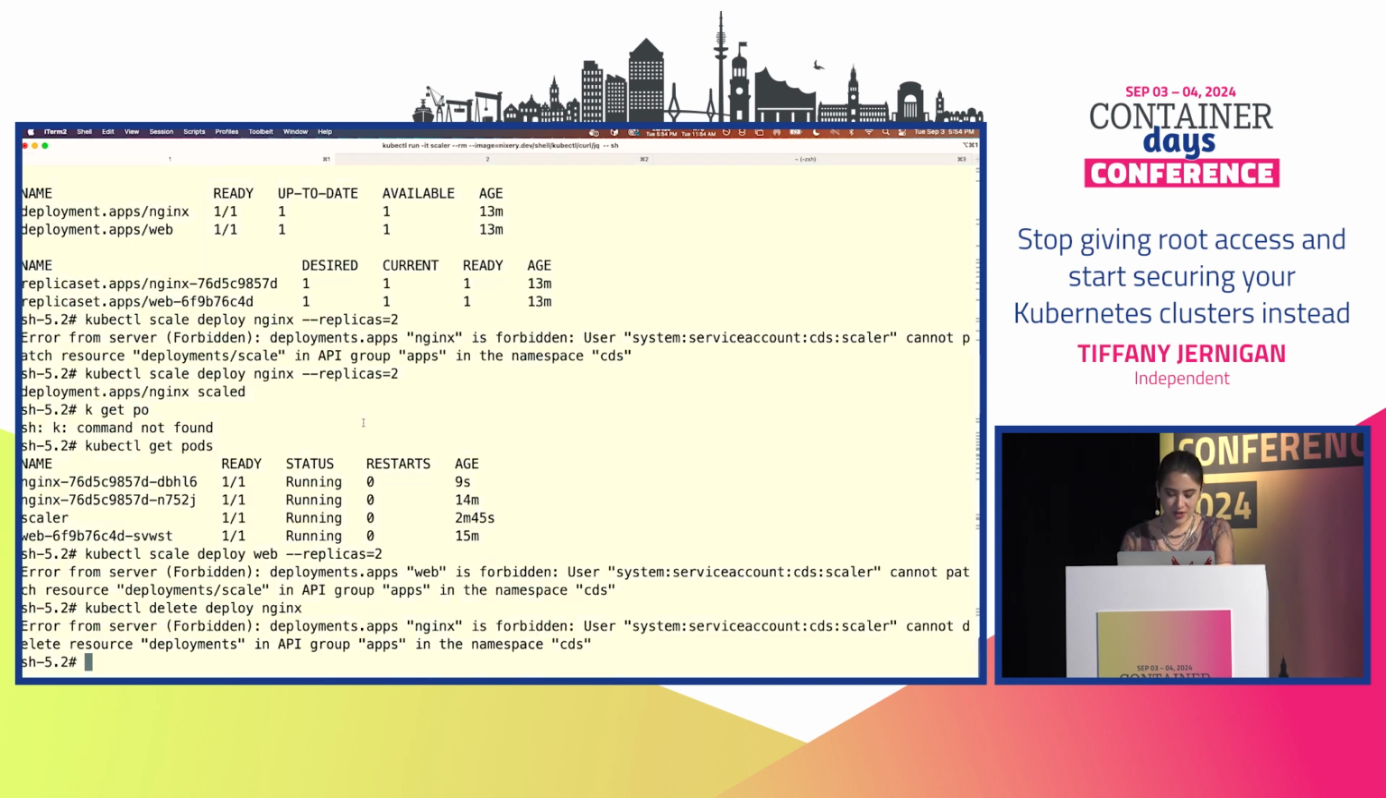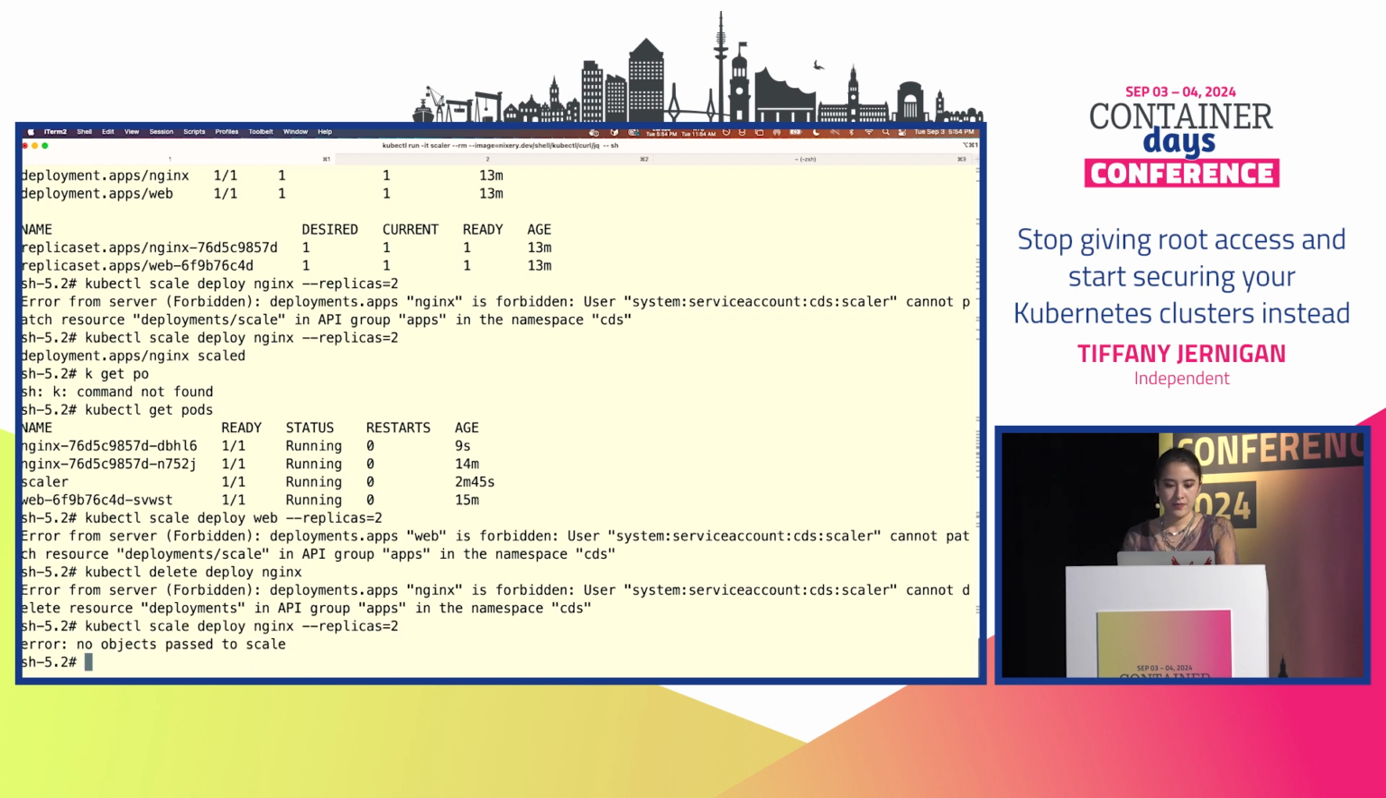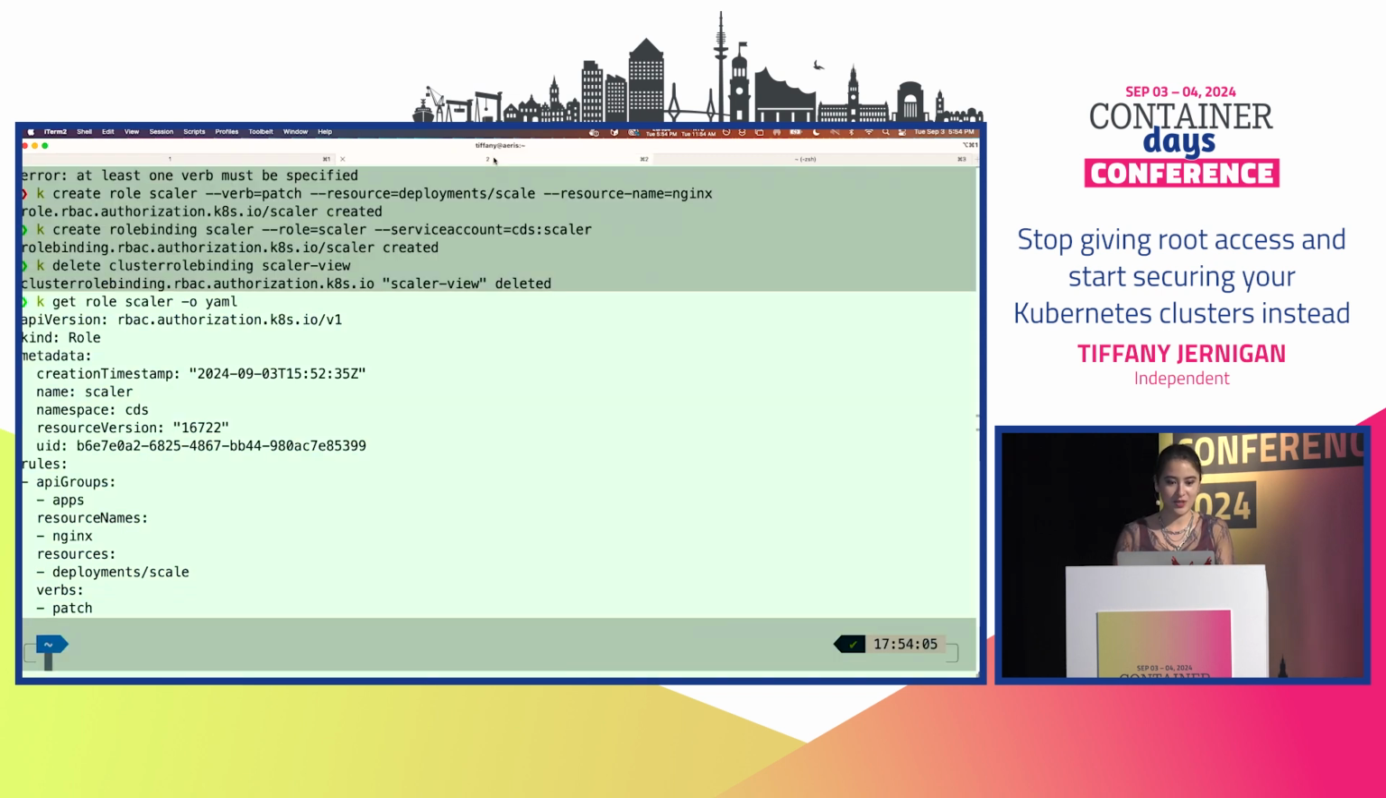So if we were to go and try to do a scale again on nginx, it actually doesn't let you do that, because you need to be able to view what the different pods are, or what the different deployments are, in order to actually be able to do something with it. So since I deleted the cluster view, it removed the ability to do that, which is not great.